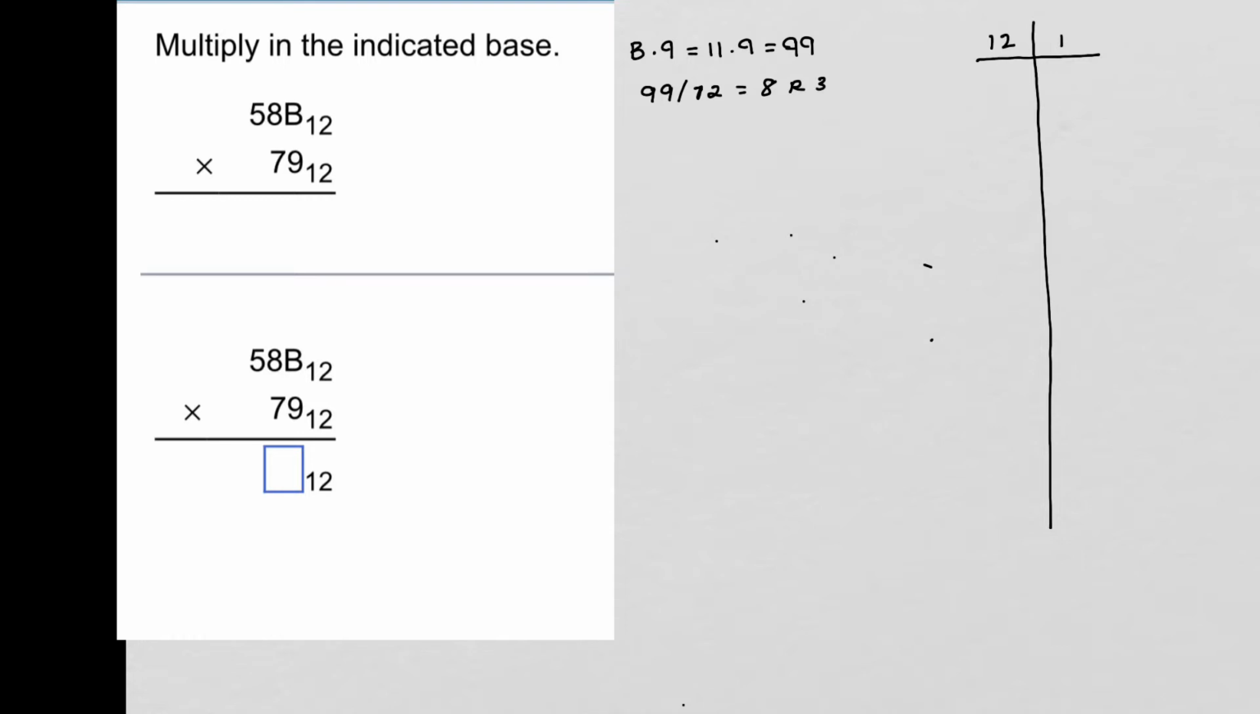If you do this on a calculator, you're going to get 8 and then a decimal. But what I want to know is how many groups of 12 there are. So 8 groups of 12 make a total of 96. And then I subtract that from the 99 and I get the 3 left over. So that means I have 8 groups of 12 and 3 ones. So I put a 3 in the ones place and I carry an 8 over to the 12's place.